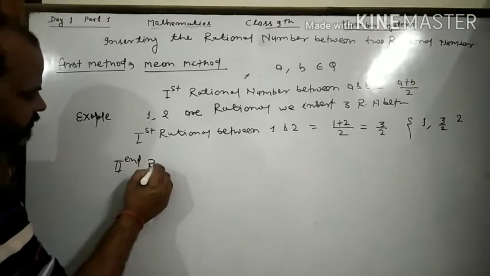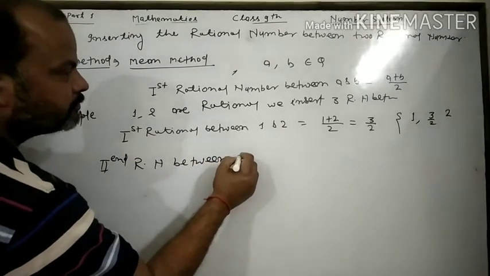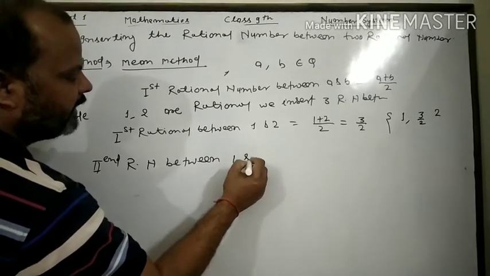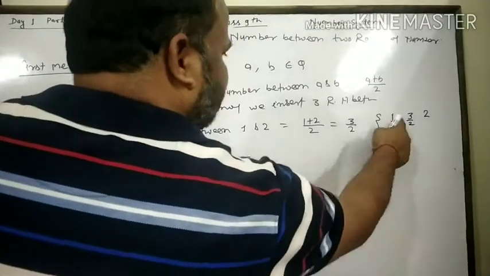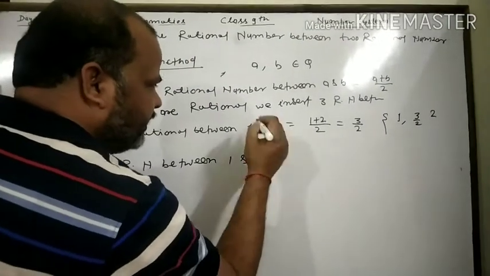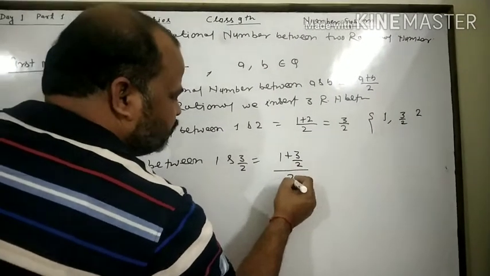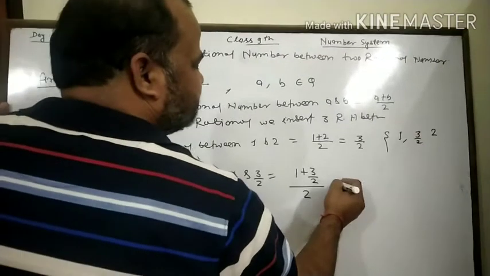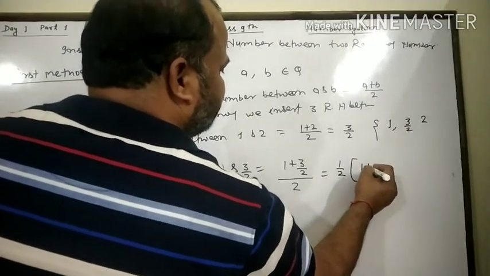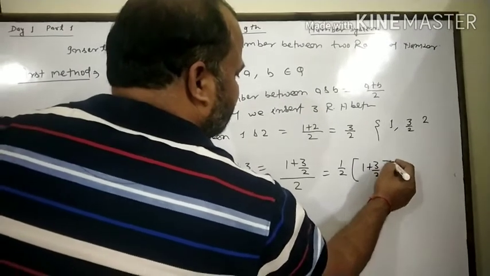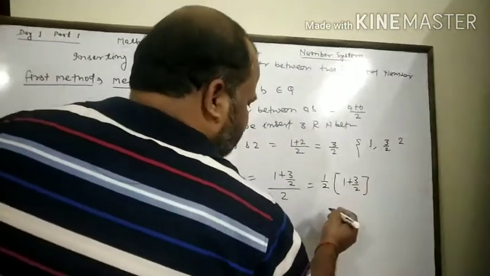Then after we can find the second rational number between 1 and 3 by 2. Here 1 and 3 by 2 by the mean method. Then 1 plus 3 by 2 upon 2, or you can write it like this, 1 by 2 and in bracket 1 plus 3 by 2. If you have any confusion, then you can see it like this. Now you can solve it.